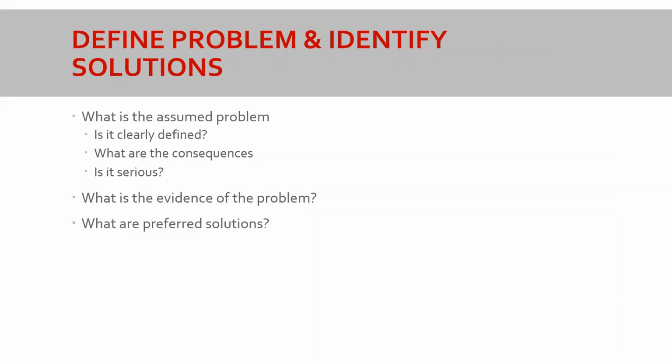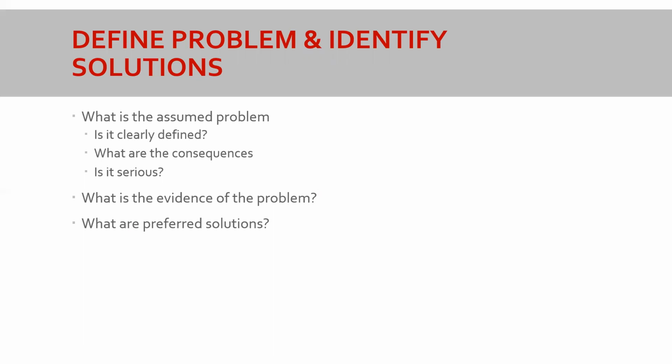So the authors then move on to talk about defining the problem and identifying solutions. So the book starts with asking what the assumed problem is. So this is very important, right? We don't want to go setting up an intervention and looking for a solution before we know whether a problem even exists. So the book asks us to clearly define the problem first.